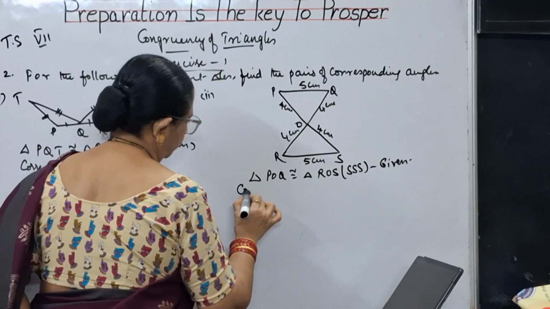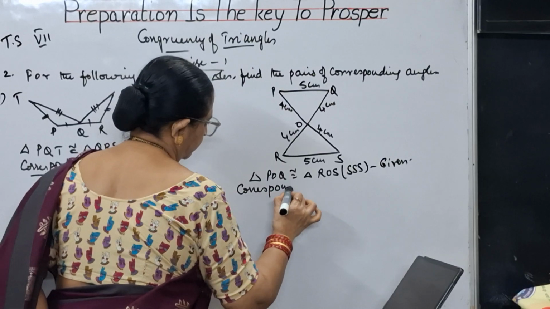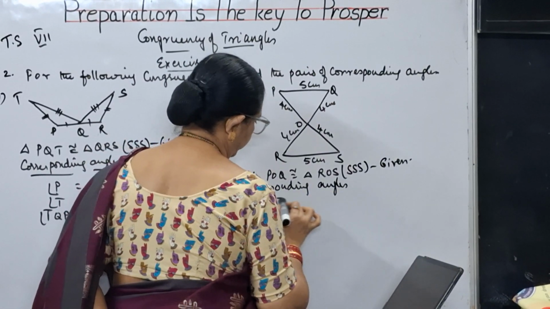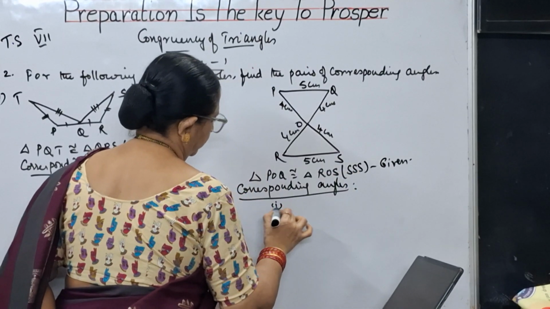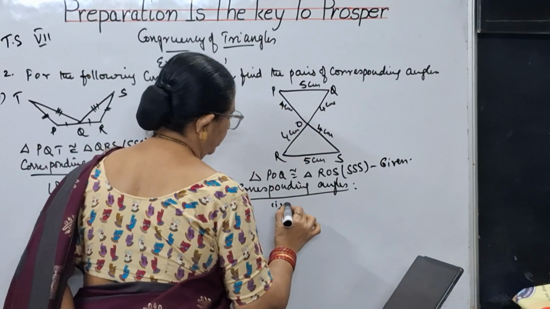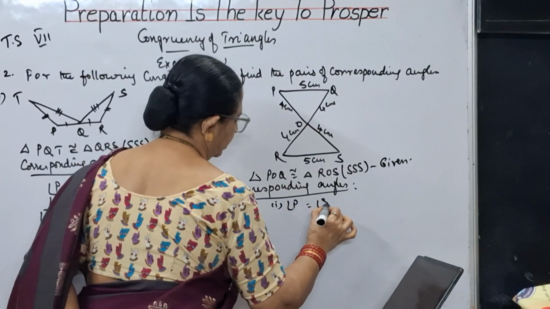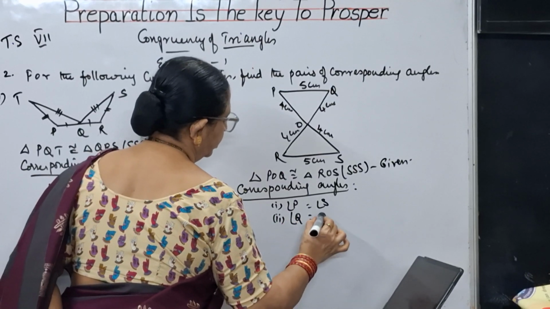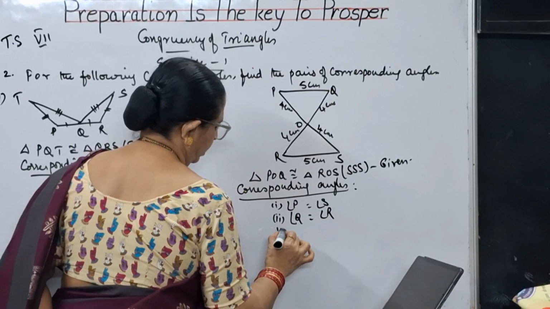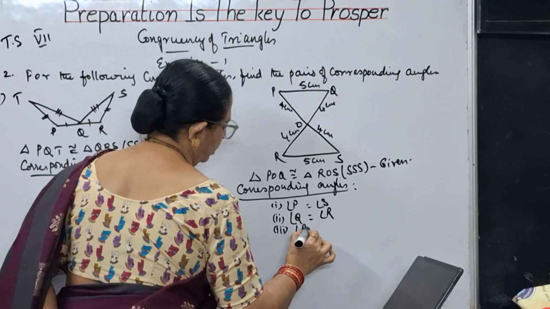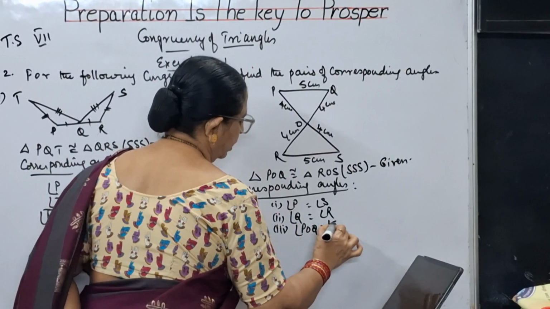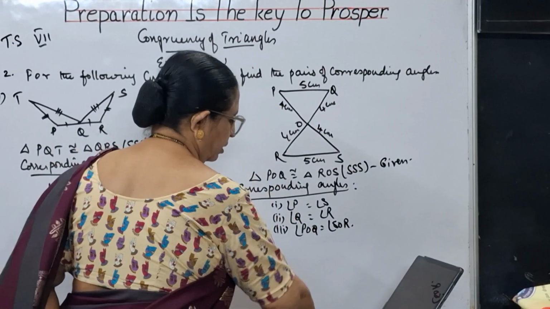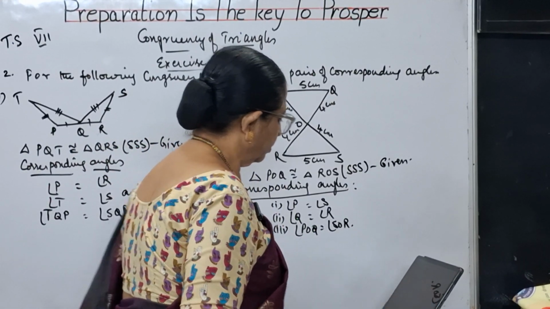So we need to find out what are the corresponding angles. What are corresponding angles for it? So the first set, angle P will be equal to angle S. And the second one, angle Q will be equal to angle R. And third one, angle POQ will be equal to angle SOR. These are the answers for the second bit, children. Just copy it.